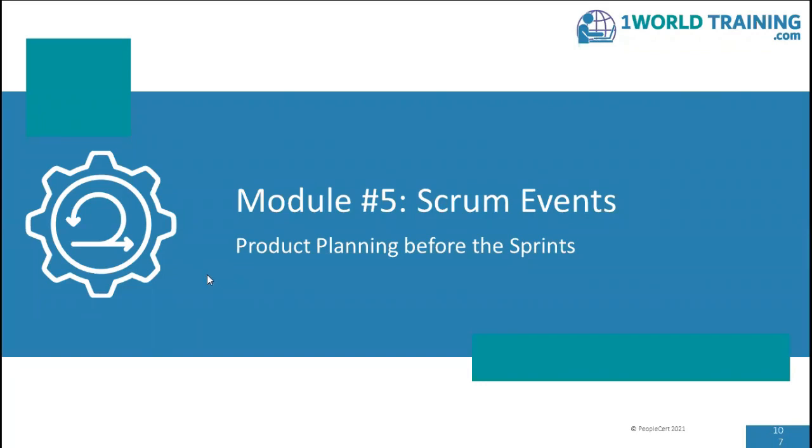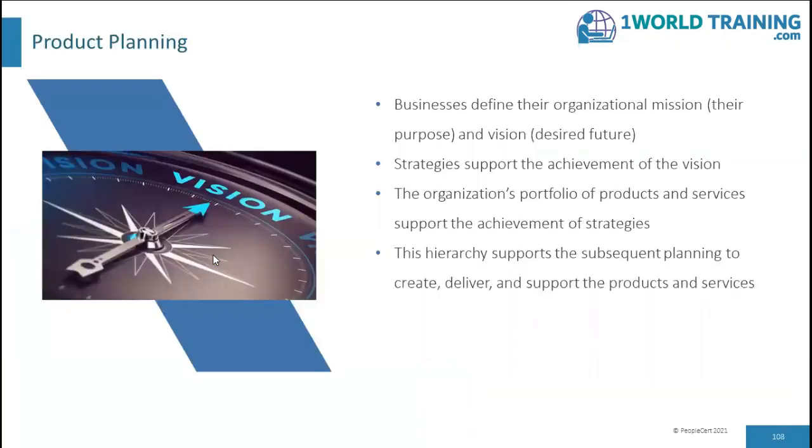Before we start with the Scrum events, we will address overall product planning to set the stage for actual events. Product planning before the sprints. We are still within the same module number 5, Scrum events. Product planning.